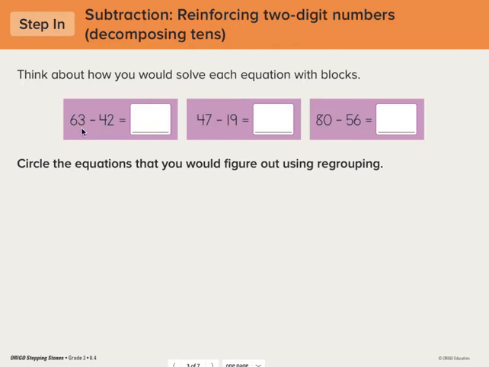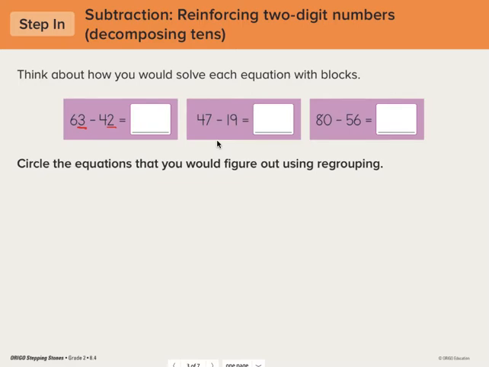63 take away 42. So let's look at our ones. We started with 63, which has 3 ones, and we need to take away 42, which has 2 ones. Are we able to take away 2 ones from 3? Definitely. So we don't have to do any regrouping for this one. That one is all set the way it is. Let's look at this one.